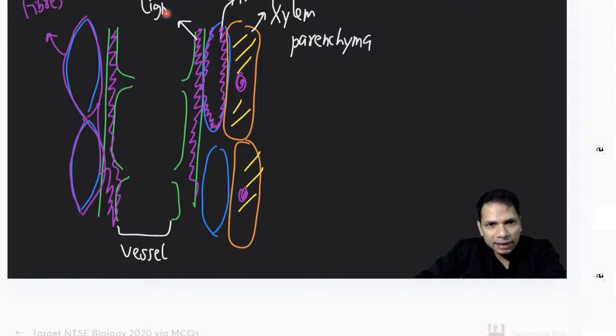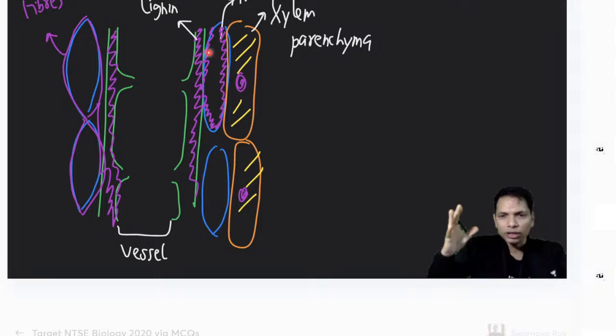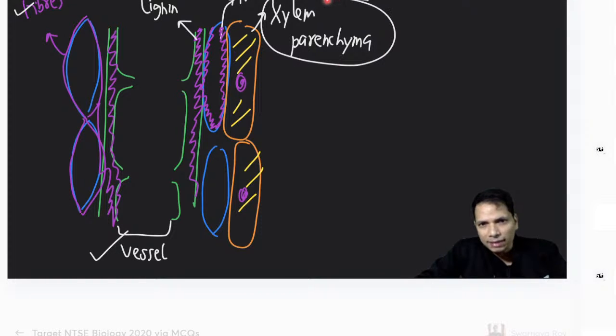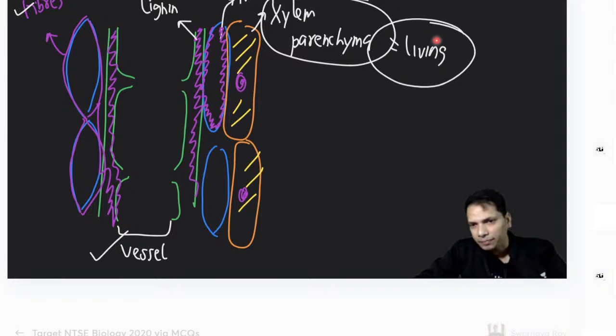Once lignin deposition has happened, students, once lignin is deposited, the cytoplasm becomes dead because lignin does not allow any kind of cell to cell communication of molecules, right? So the vessels, tracheids and fibers all have a lignified cell wall except for xylem parenchyma, which is the only living component of xylem.